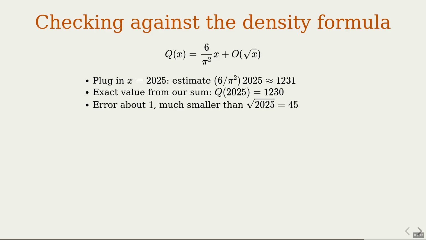estimate. The actual error is around 1, while the square root of 2025 is 45. So the error really is small compared with the big O bound. This shows that the density 6 over pi squared is not just an abstract limit. It gives a very accurate prediction even at a modest size like 2025. It is cool to see the theory and the exact arithmetic lining up so closely.